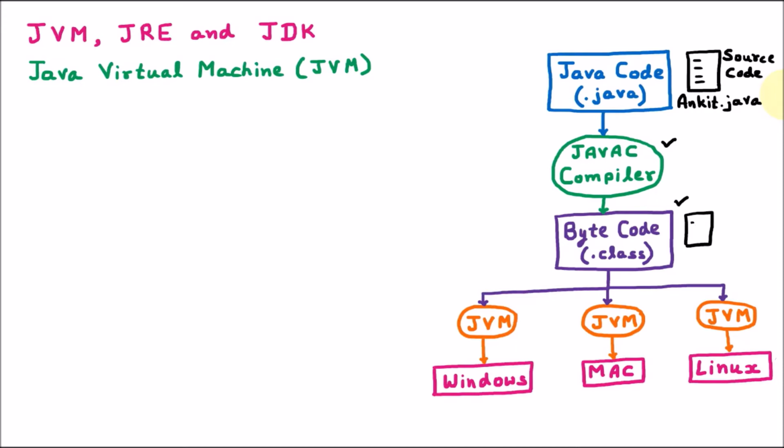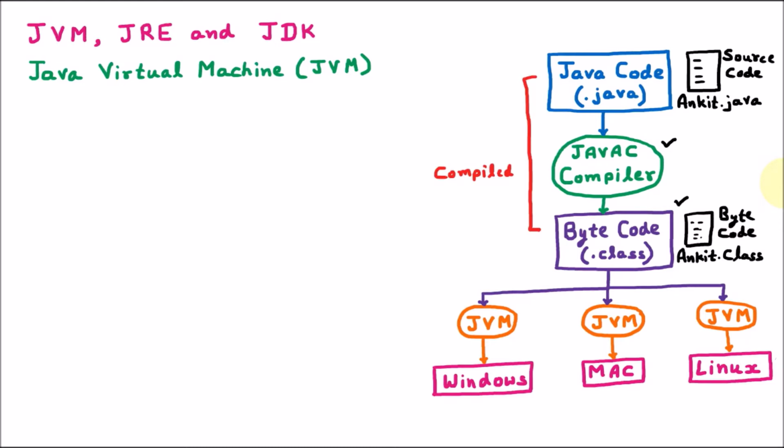This file nobody can read. So that is the bytecode, which is very secure. So we can send it to anybody. And this is, let's say, ankit.class. This class file is called bytecode. So here in the first phase, we have converted the source code to the bytecode. This is called the compilation phase.